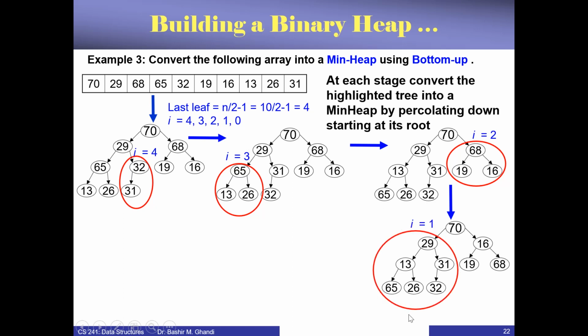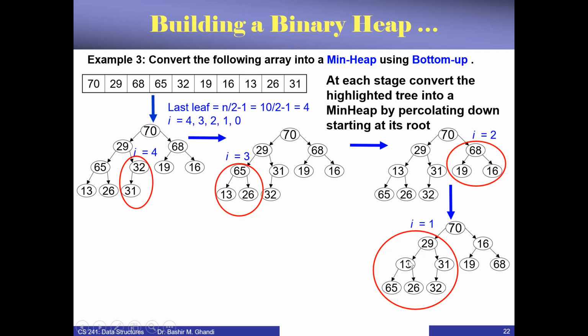Okay, i is equal to 1. Again, our concern is just the root. Calculate it down. Don't worry about any other element. Just calculate the 29 down. So 29 against its two children. It is smaller than 31, so we cannot go to the right, but actually it is smaller than the left child, so it has to come down.